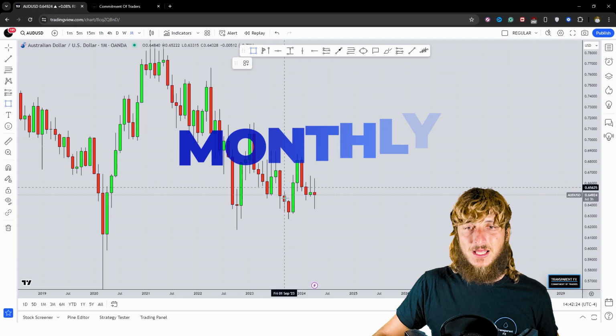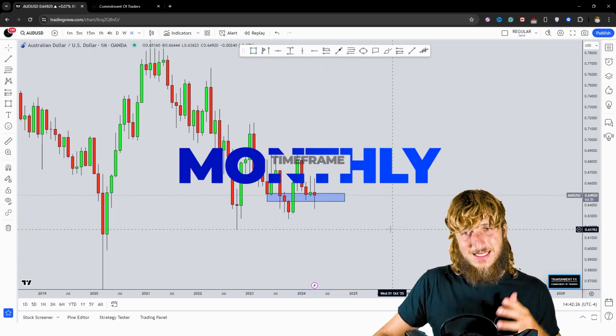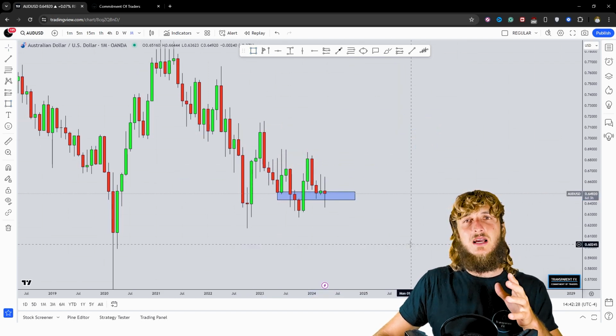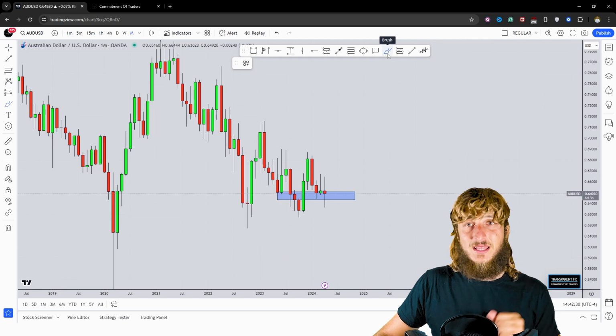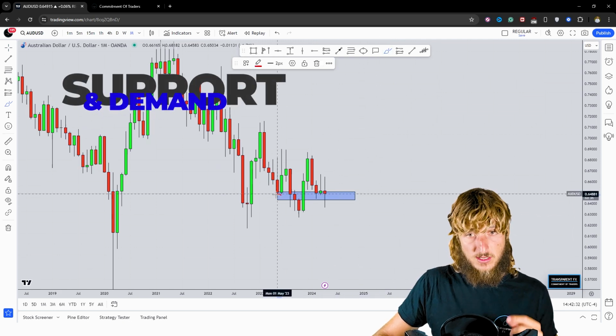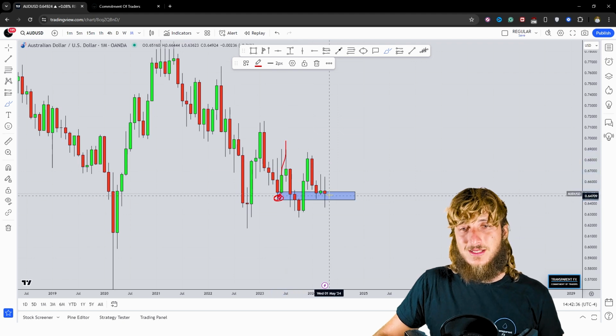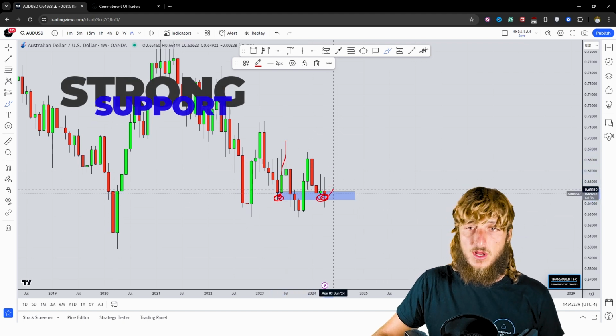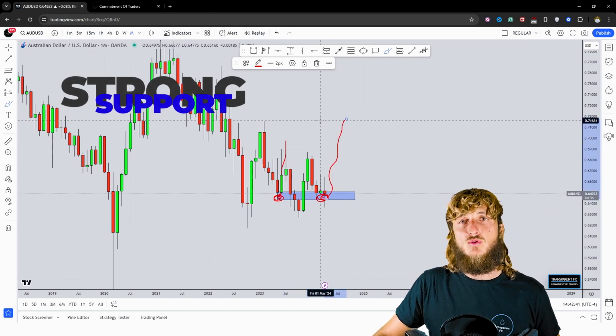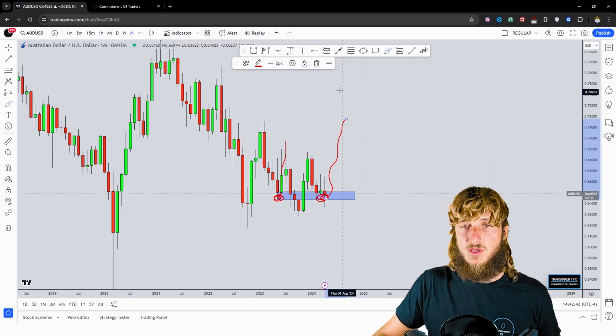Starting here from the monthly time frame, what we can see is that at the moment we have a market which is testing a quite strong level of monthly demand and support. In fact, from here, all this previous move to the upside was created. At the moment, the market is testing exactly the same zone from which there is definitely the possibility to see some bullish price action being created.